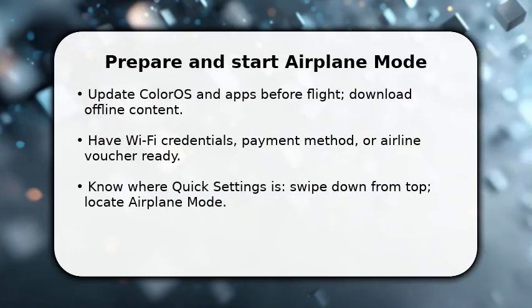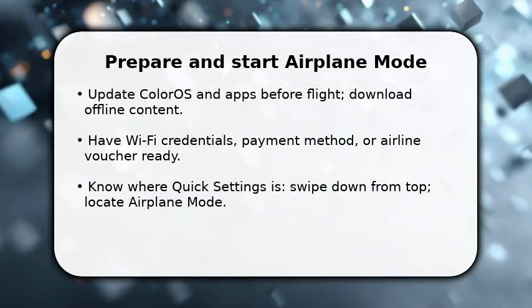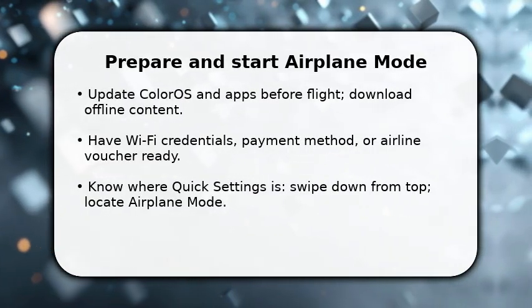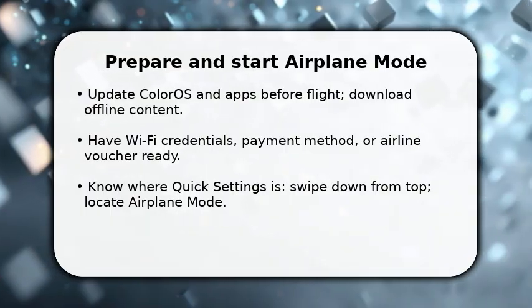You begin mid-process. Enable airplane mode now to cut cellular radios, then immediately re-enable Wi-Fi. This lets you comply with rules while using on-board or airport networks. Make sure Bluetooth stays off unless you need a headset.